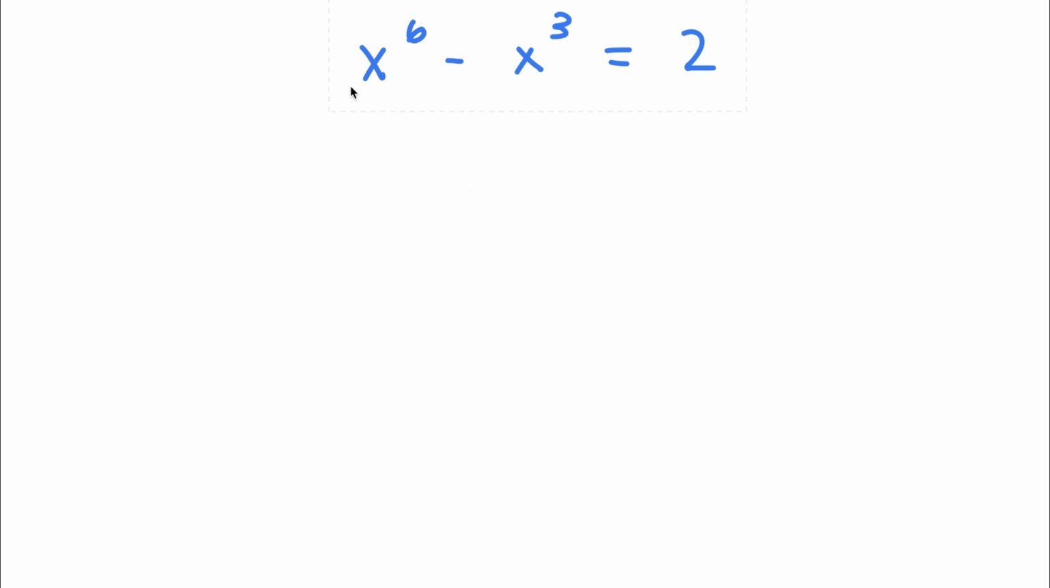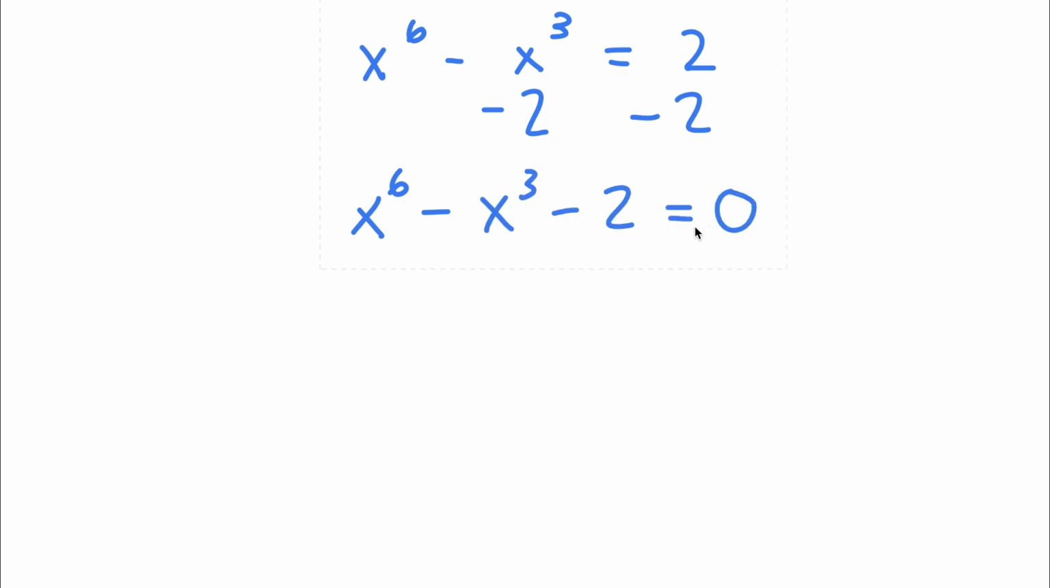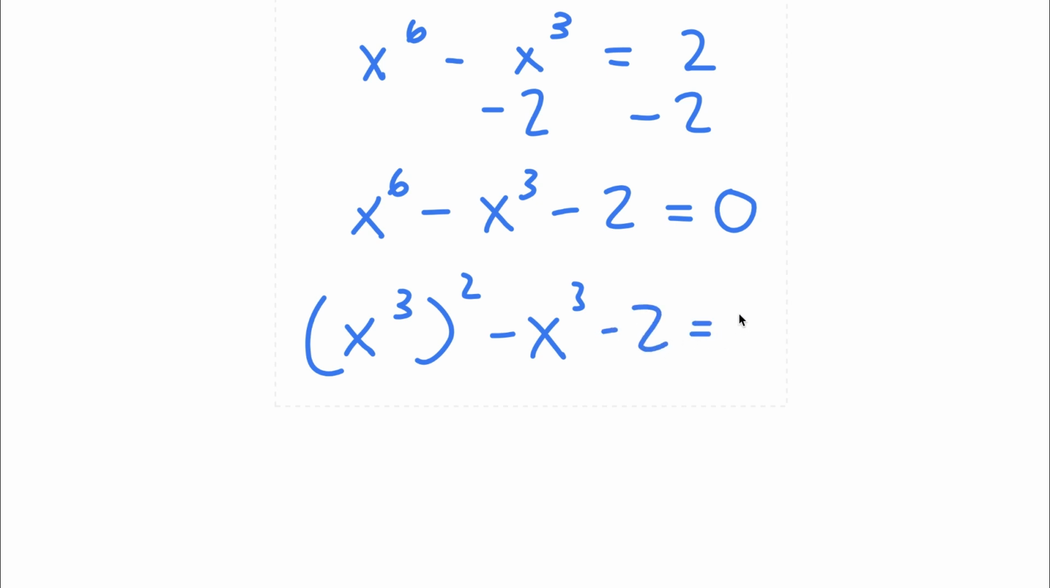Alright, so in this problem, I have x to the power of 6 minus x to the power of 3 is equal to 2. So to solve this, I'm going to first start by subtracting 2 on both sides. So now I have x to the power of 6 minus x to the power of 3 minus 2 is equal to 0. Now, I'm going to rewrite x to the power of 6 as x to the power of 3 to the power of 2. So I have x to the power of 3 to the power of 2 minus x to the power of 3 minus 2 is equal to 0.